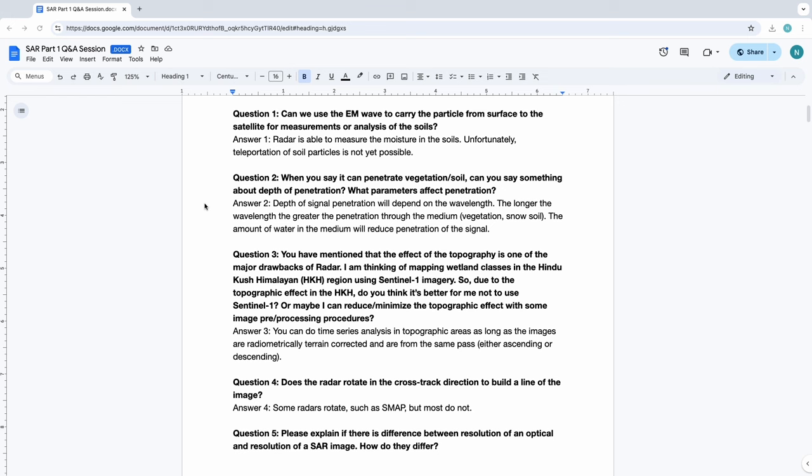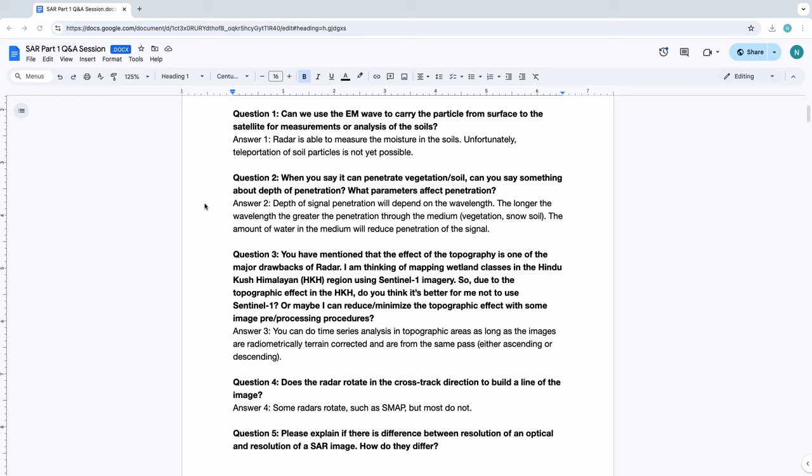Question number one: can we use electromagnetic waves to carry the particle from the surface to the satellite for measurements or analysis of the soils? The answer is that radar is able to measure the moisture in the soil. Radar is sensitive to humidity, and for example, NISAR will have a global soil moisture product. However, if I'm reading this question correctly, in terms of actually bringing a sample, that's unfortunately not possible.